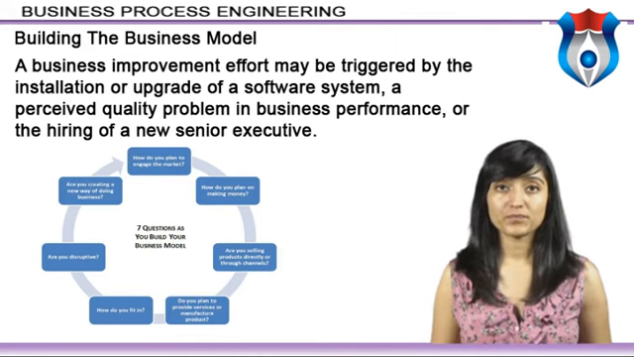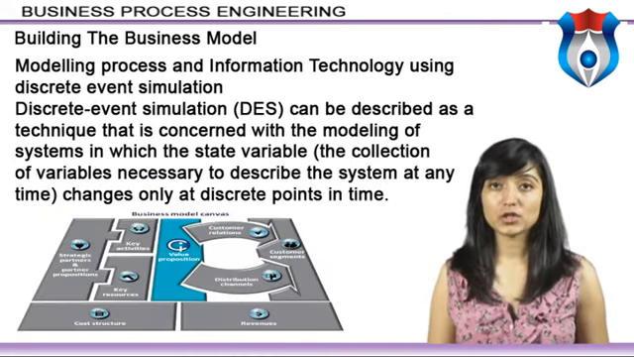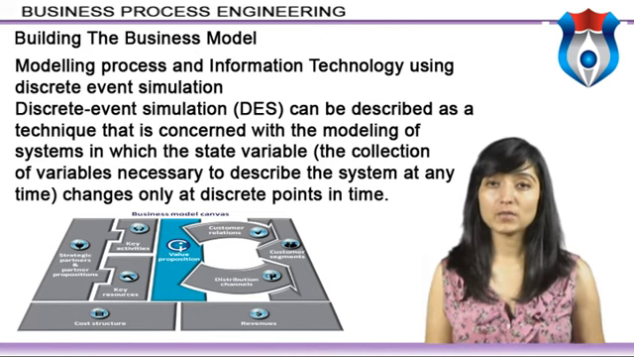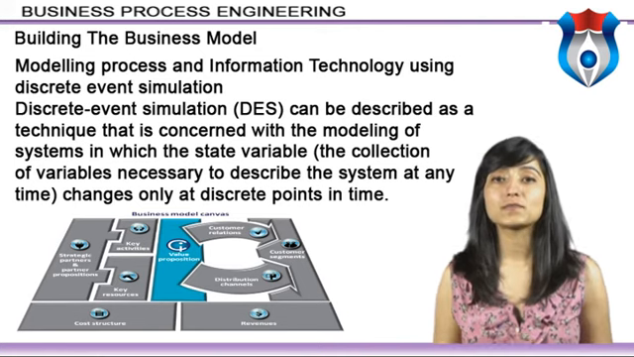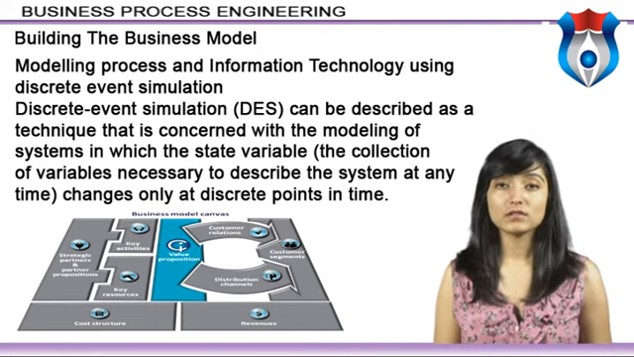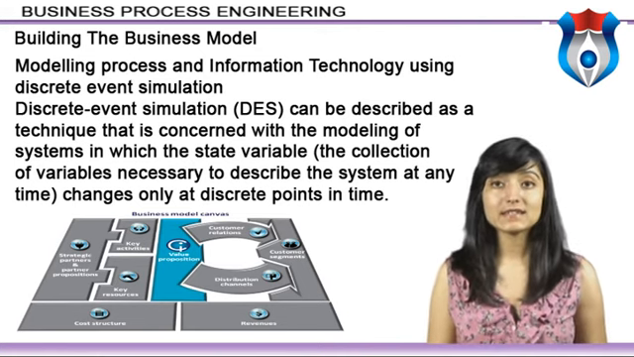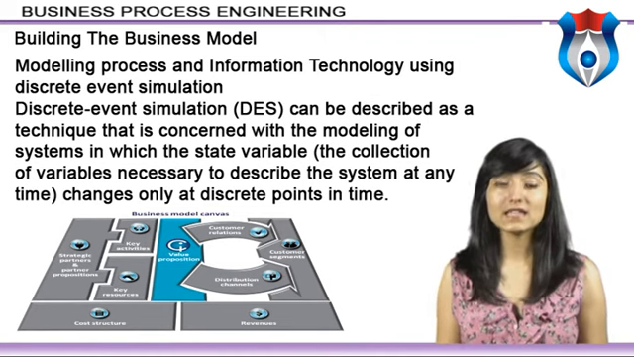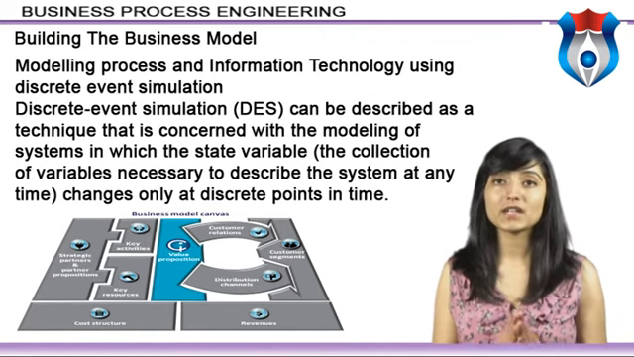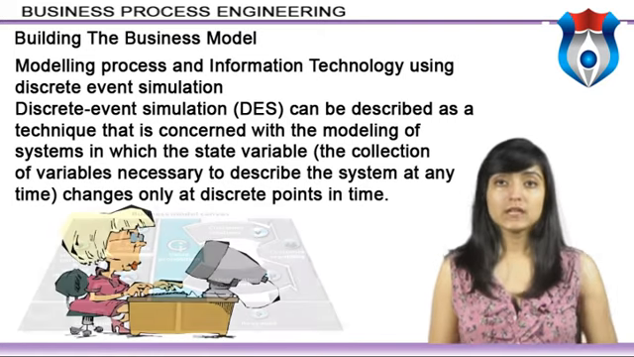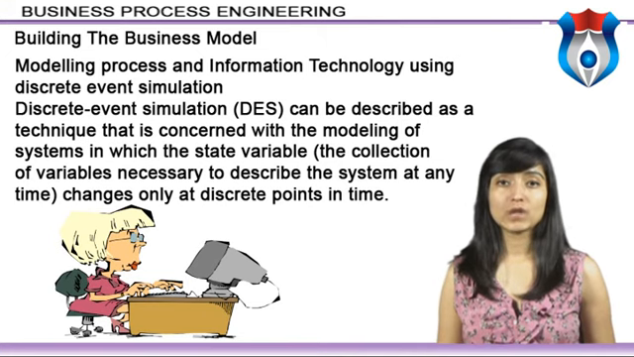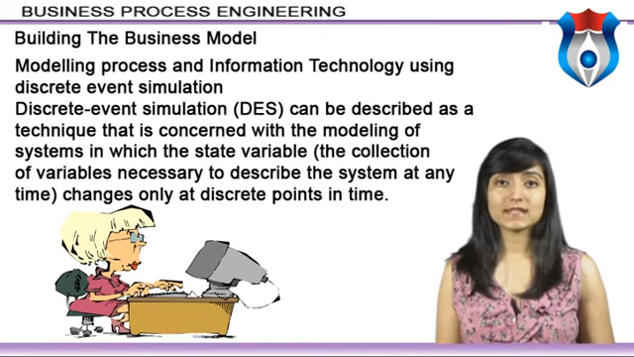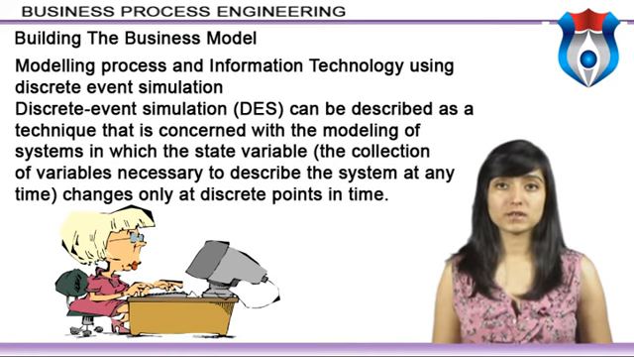Discrete event simulation, DES, can be described as a technique that is concerned with the modeling of systems in which the state variable, the collection of variables necessary to describe the system at any time, changes only at discrete points in time. It is in these points at which an event occurs, where an event is defined as an instantaneous occurrence that might change the state of the system.